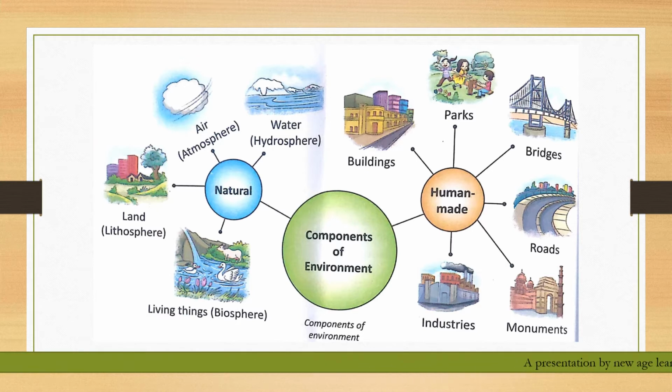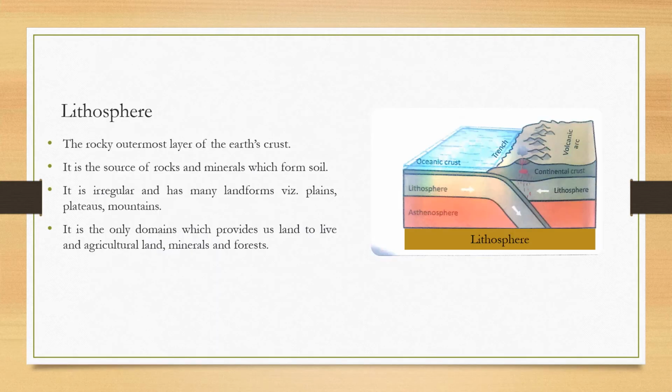Now, natural environment, as we know, our Earth has three domains: lithosphere, hydrosphere, and atmosphere. What is lithosphere? It's the rocky outermost layer, or the solid crust of the Earth. It is made up of rocks and minerals. That is why it is a source of mineral wealth. It is covered by a thin layer of soil which is formed from disintegration of rocks. This layer is irregular though and has varied landforms, that is mountains, plateaus, valleys, and plains.